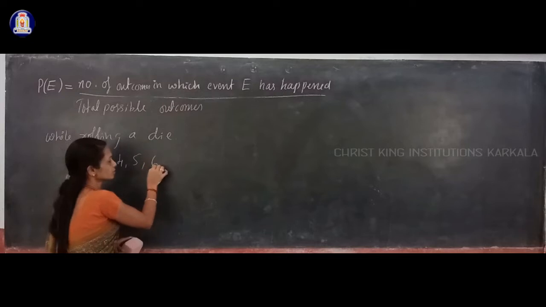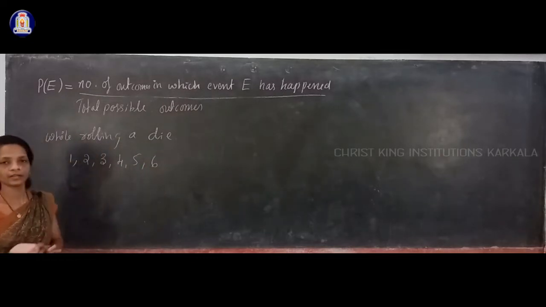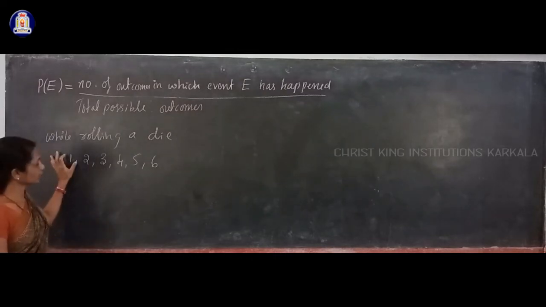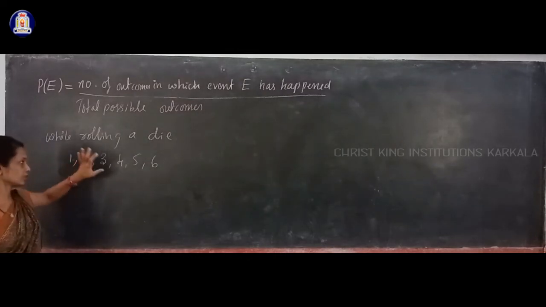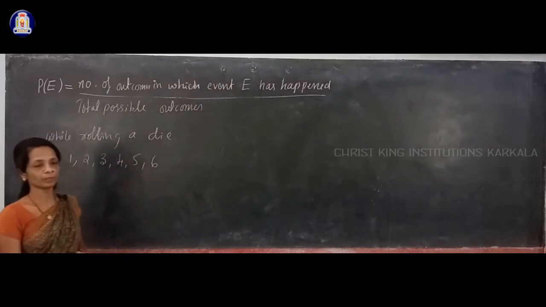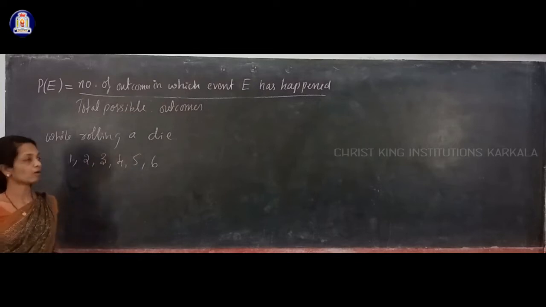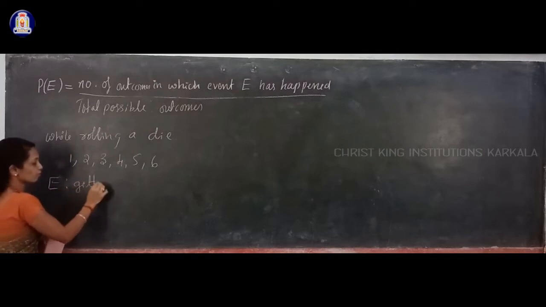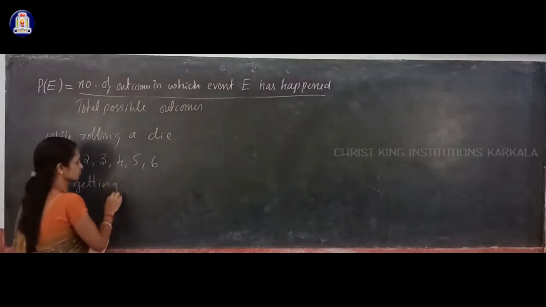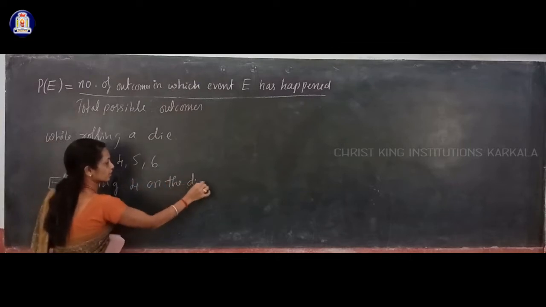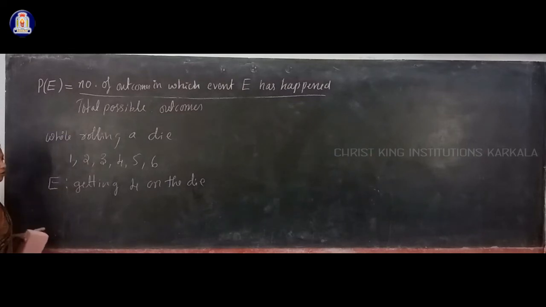Okay, what are these? These are possible outcomes. While rolling a die, you may get a number 1 on the top face, or 2 on the top face, or 3 or 4 or 5 or 6 on the top face of a die. So these are all the possible outcomes while rolling a die. Suppose you are given event E like this, getting a number 4, getting 4 on the die. So then how do you calculate the probability of this event?